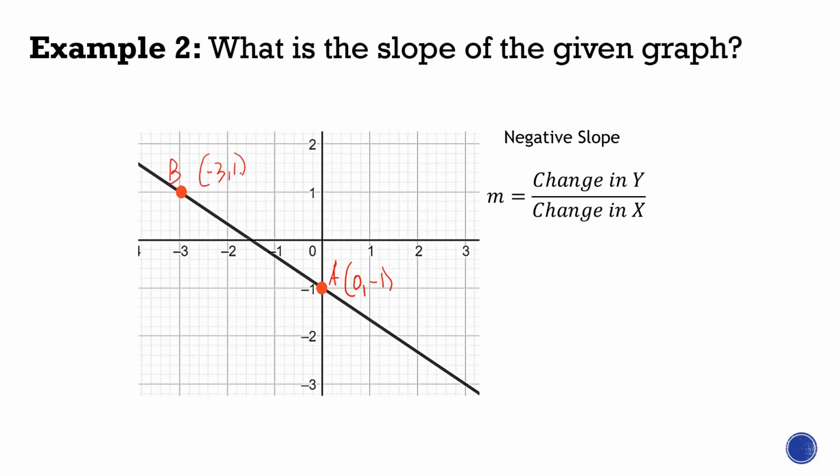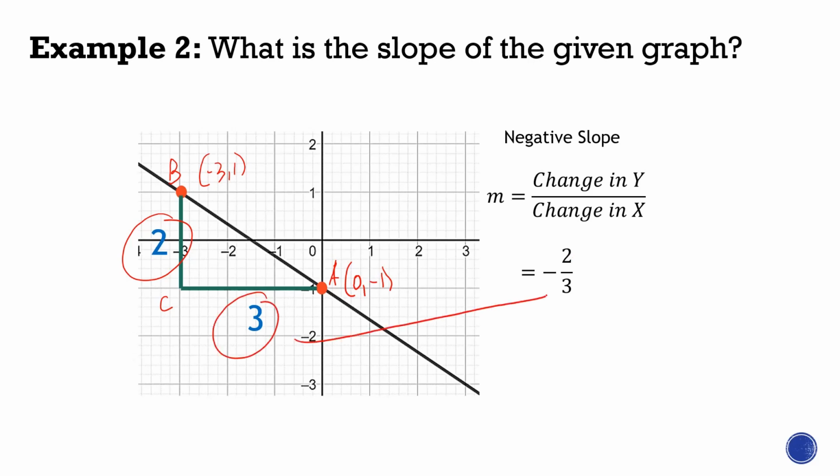And then we need to draw a right triangle like this. Let's name the intersection as point C. And of course, we need to know the distance from point B to point C. That is 2, right? And from point A to point C, that is positive 3. Now the vertical distance will be in the numerator, and our horizontal distance will be in our denominator. And you notice I put a negative sign here because we know that this line has a negative slope. So what's the final answer? Negative 2/3. Okay, that's right.